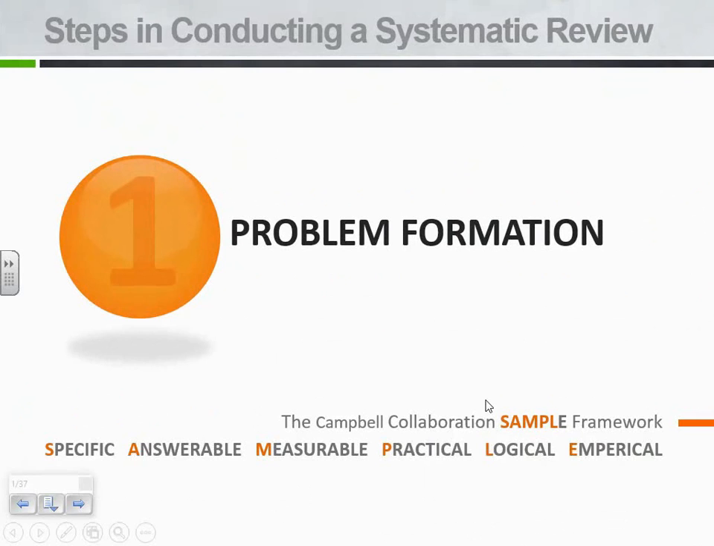Okay, next up are the steps in conducting a systematic literature review. I'm just going to go into deeper detail about the different steps now, starting with step 1, which is the problem formation step. When formulating your problem, it should not be open to interpretation. It should be very explicitly stated, and nobody should wonder what your question is about.